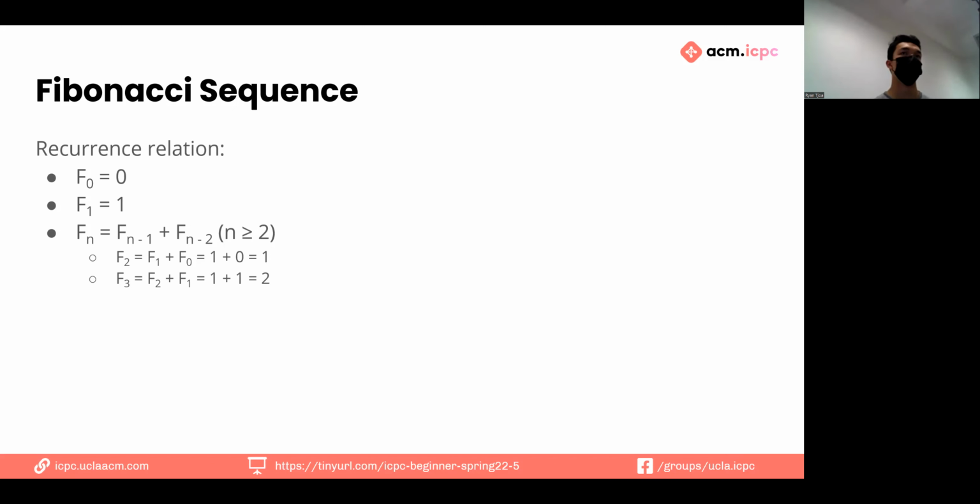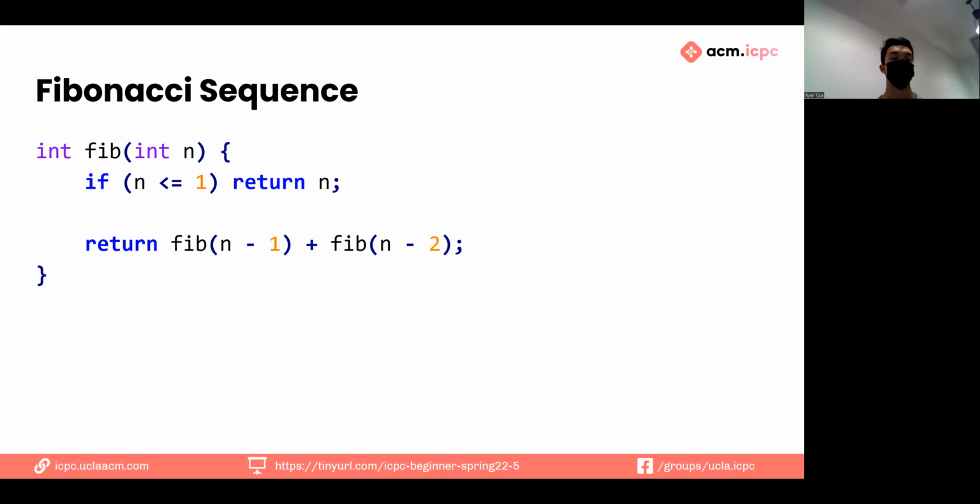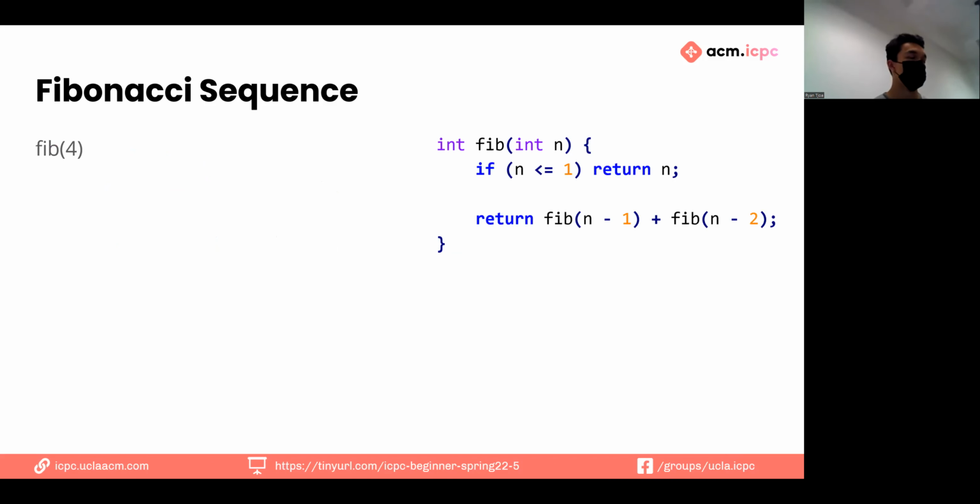Now from this mathematical relation, we can translate this pretty directly into code. We're saying if the index of the Fibonacci number is less than or equal to 1, really we're just caring about the cases where it's 0 or 1, you return the index itself. Otherwise, we return the previous Fibonacci number plus the Fibonacci number 2 numbers ago. Does this look good so far?